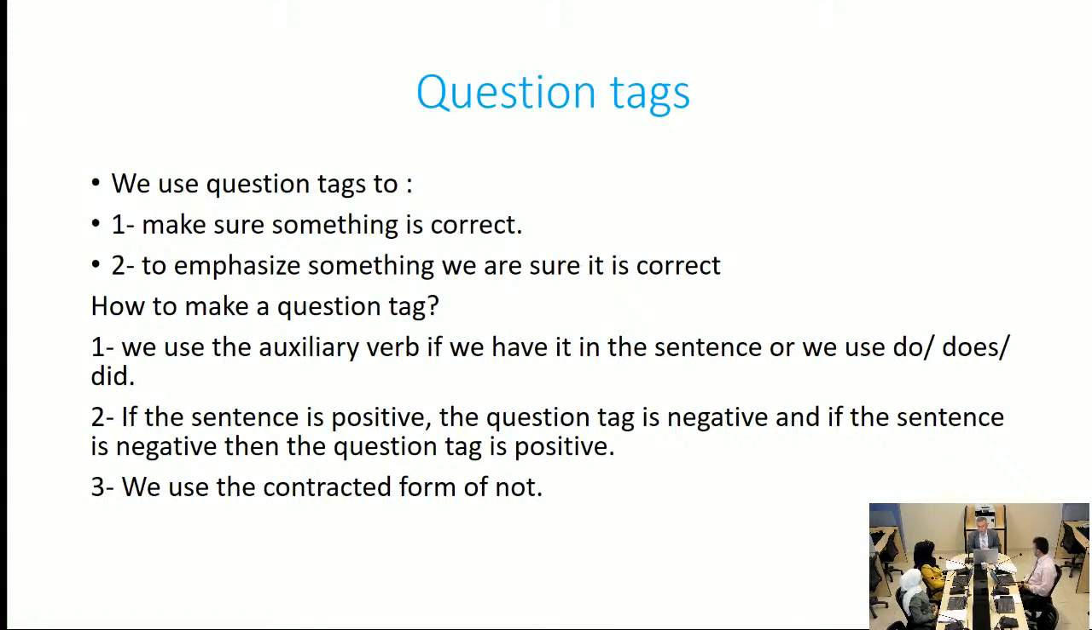Usually, always the question tag is in the negative, and we have to use only the subject pronoun. We don't mention the name or the nouns, like the pronoun, not the name. Ahmed is a doctor. We say "isn't he?" Not "isn't Ahmed?" Thank you very much for saying. So this is an important idea.